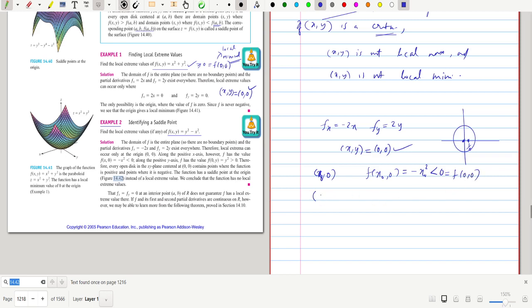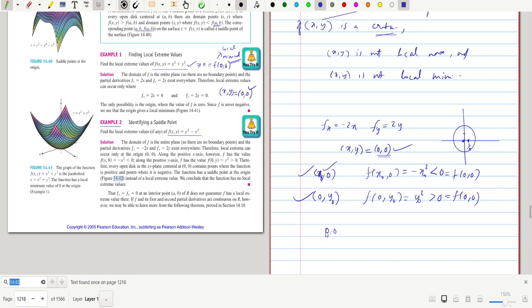And if you have a point like (0, y naught) from this disk, you get f(0, y naught) equal to y naught squared, which is always greater than 0, which is equal to f(0, 0). So this shows that (0, 0) is a critical point, but any open disk about (0, 0) contains at least two points, (x naught, 0) and (0, y naught). At one point the functional value is less than f(0, 0), at the other the functional value is greater than f(0, 0). Then we can say that this critical point is neither a point of local maximum nor a point of local minimum. Then this point is defined as the saddle point.